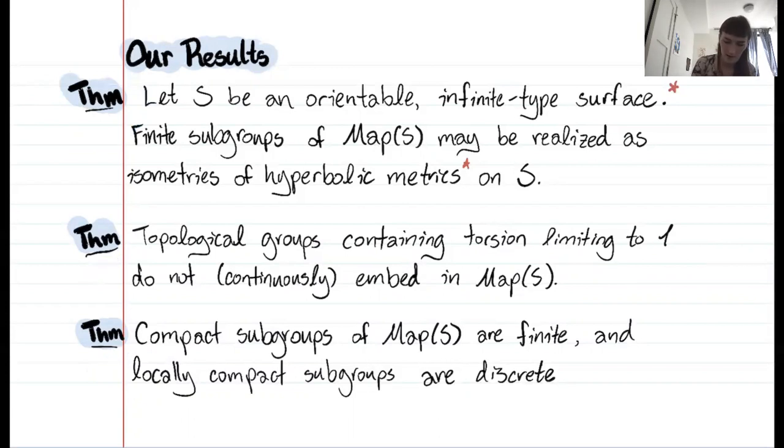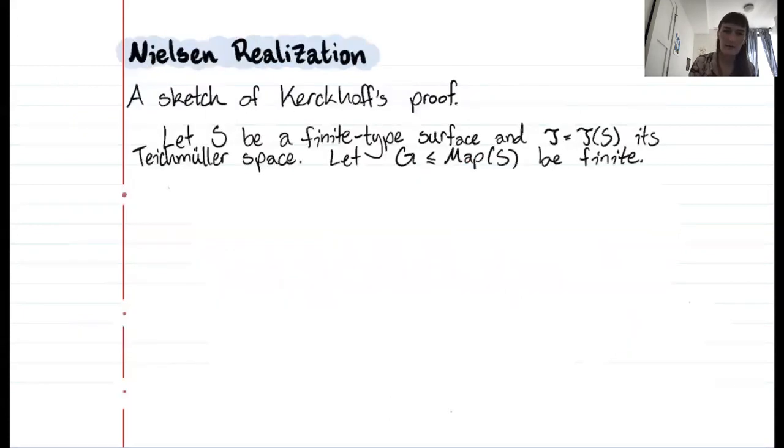This first one goes by the name of Nielsen realization. Nielsen asked whether finite subgroups of the mapping class group of a finite type surface can be realized as groups of isometries. And Kerckhoff proved this in 1983. I think Kerckhoff's proof is really cute, so let me sketch it for you.